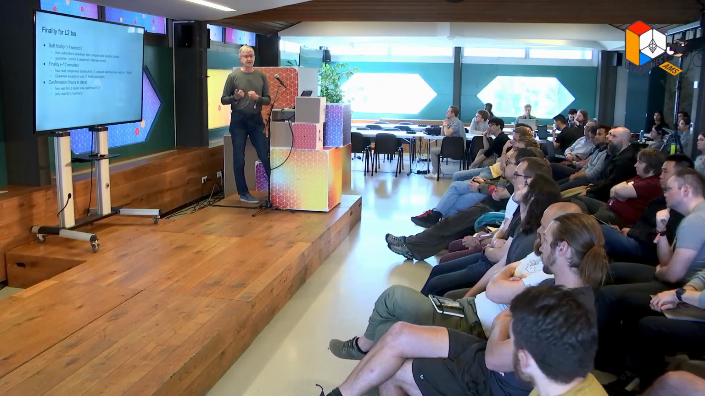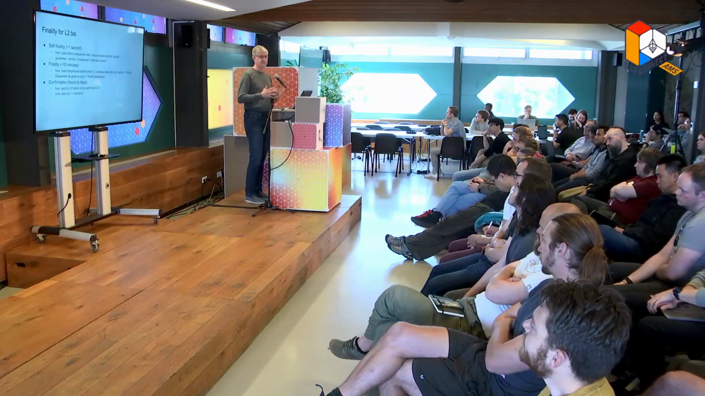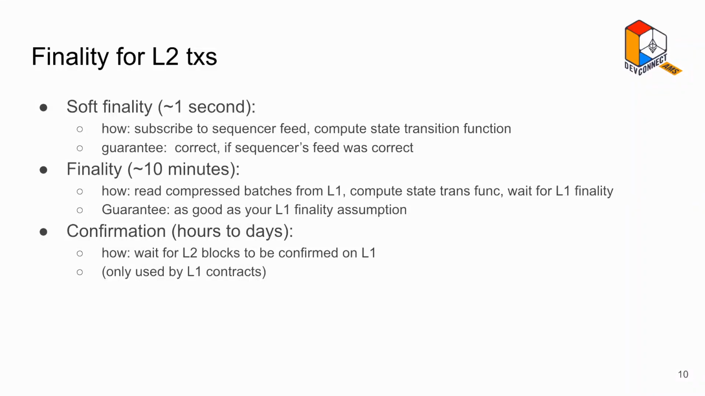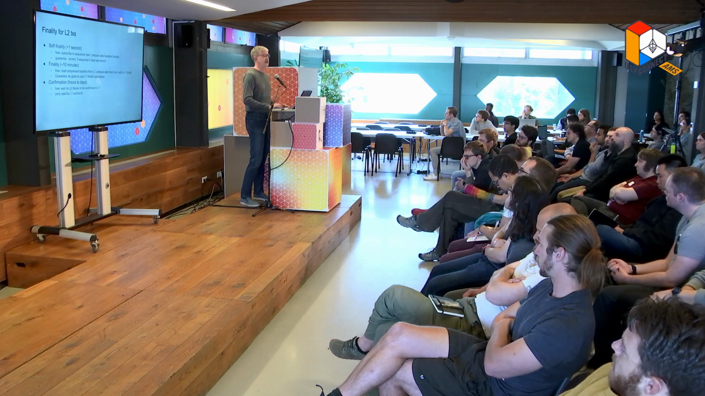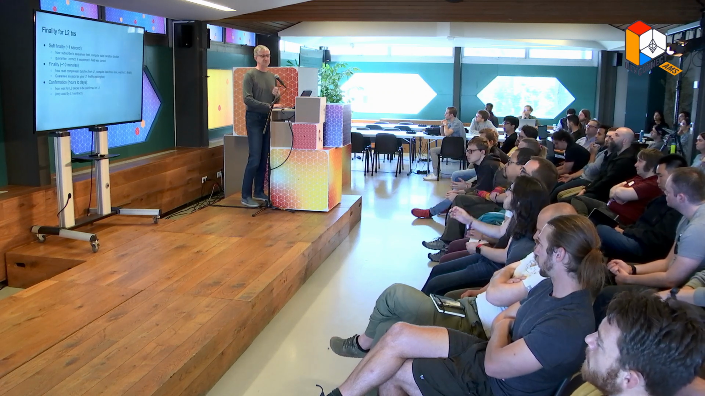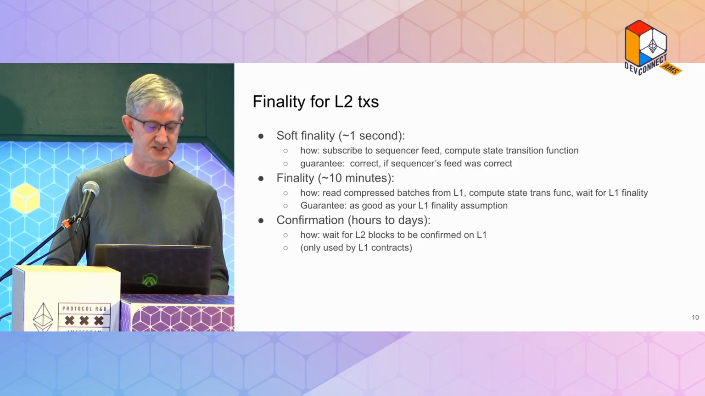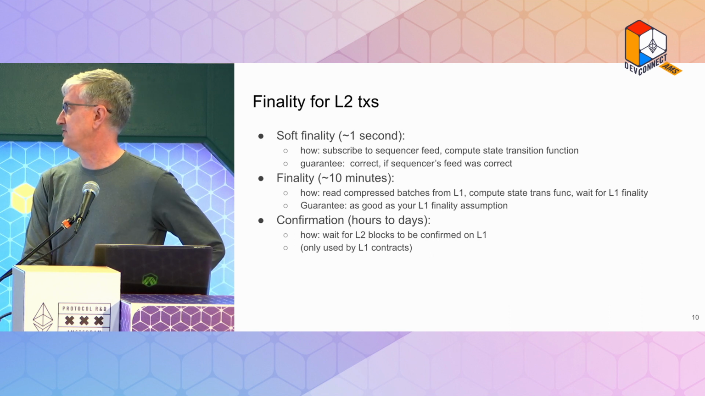OK, so this leads to 3 different notions of finality in a typical rollup. You can start with soft finality, which is on the order of 1 second from the time that you submit your transaction. That is finality if you trust the sequencer's soft feed to be an accurate representation of what will be settled. The way you get soft finality is you subscribe to the sequencer feed, which anyone can do. You then compute the state transition function over the sequence of transactions in that feed. And now you know for certain what the result of every transaction will be, assuming the sequencer's feed is not lying to you. The guarantee, of course, is that it's correct if the sequencer's feed is correct.